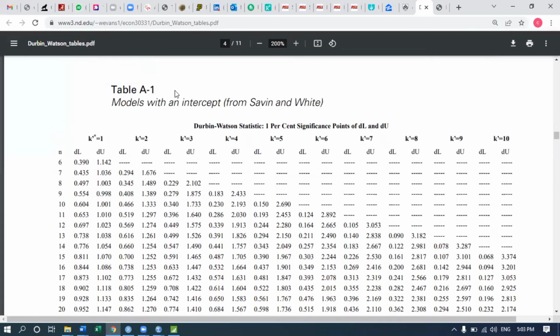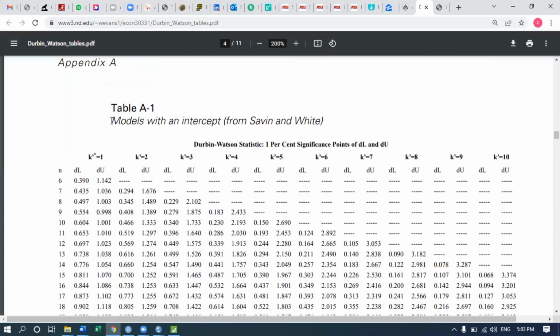Look at this. Model, read this. I will say this: model with what? An intercept. So it means you count the number of variables, including the intercept. So K means the number of variables. How many independent variables do we have? Remember, you must add the intercept. That means number of independent variables plus 1.